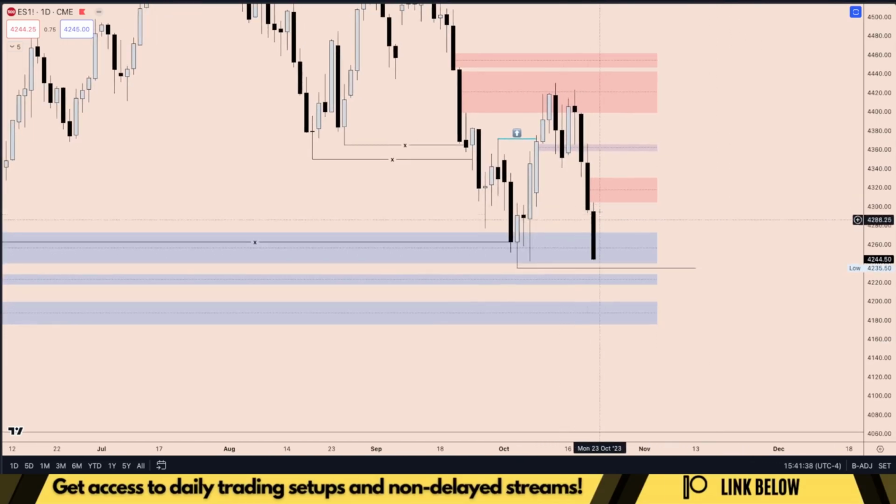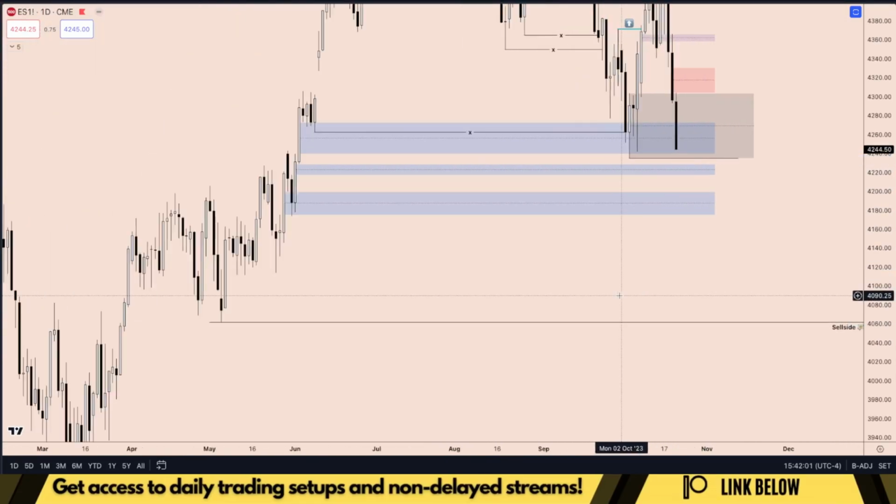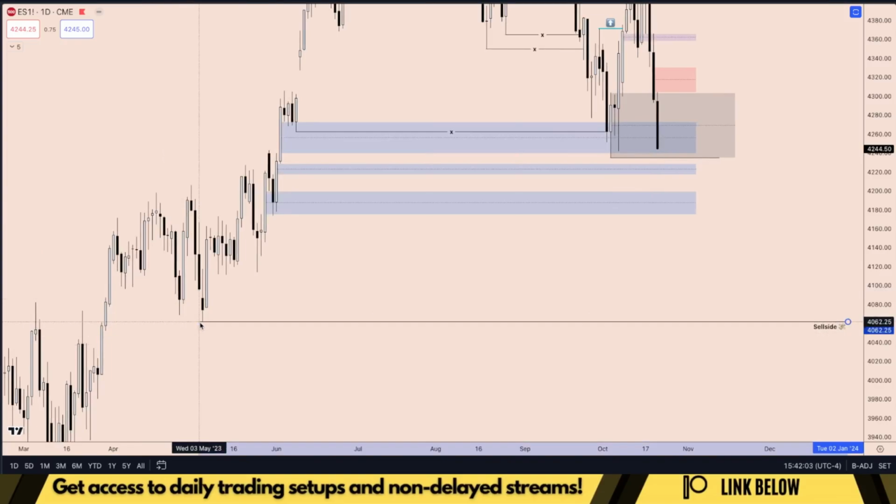We closed below it, now leaving behind a new daily bearish fair value gap. And if we manage to close below this low, we could also look at a breaker block. We made a lower high, lower low, higher high, lower low. Just basically a unicorn setup, which could really help us to deliver into this weekly sell side.